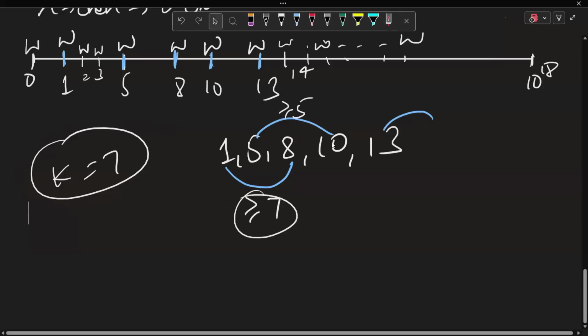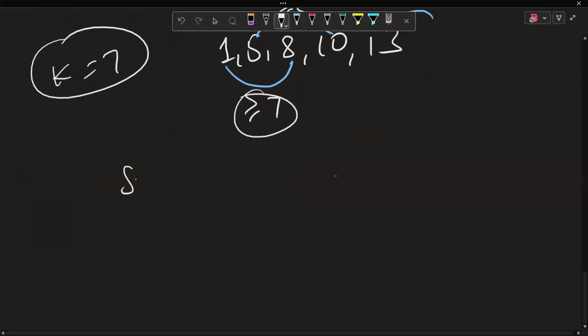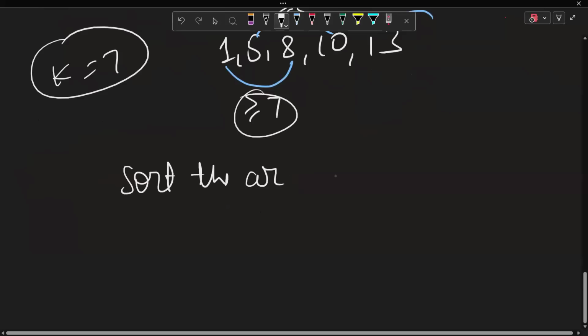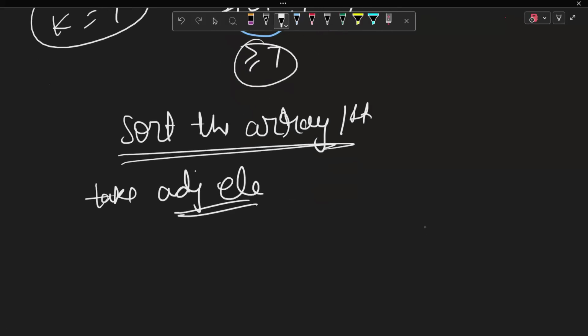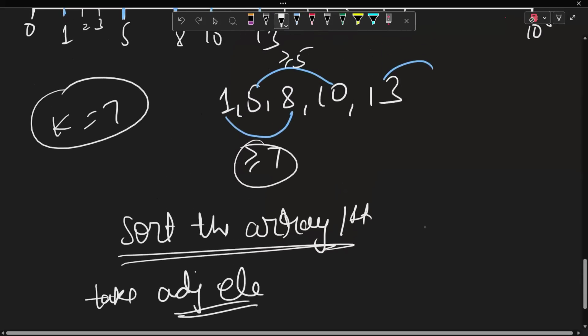So what you need to do is minimize the distance between the pairings. For that, you can take the adjacent ones. That would be the minimum distance if you sort the array. So what I'm doing is sorting the array first. After that, take adjacent elements. If you're taking adjacent elements, that would be the minimum you can have. So greedily you can say that after sorting, just take the adjacent pairs of elements. That would be the best pairing you can have.